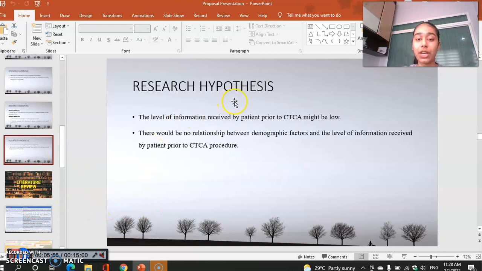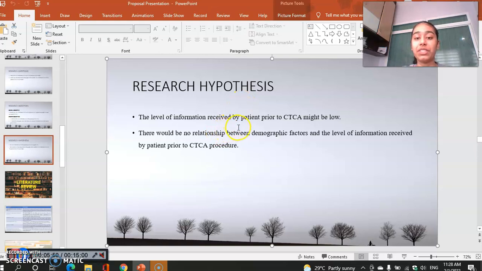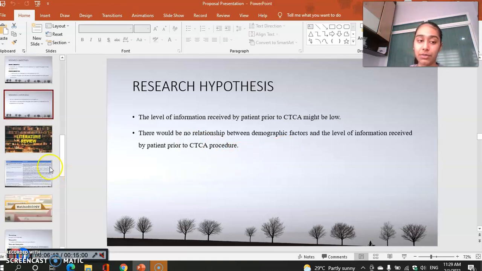Okay, and so the research hypothesis. The level of information received by patient prior to CTCA might be low. That is the first hypothesis. And the second one is that there would be no relationship between demographic factors and the level of information received by patient prior to the CTCA procedure.